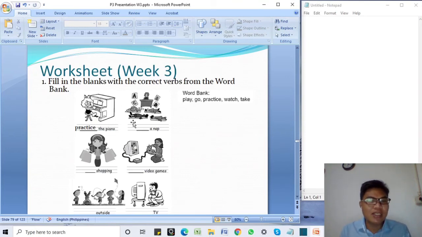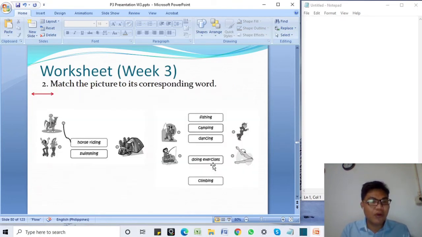Okay? So for the rest of the items, it is your homework. For the second worksheet of week 3, you're going to match the picture to its corresponding word. So there are pictures and there are words, right? So you have to match them one by one.